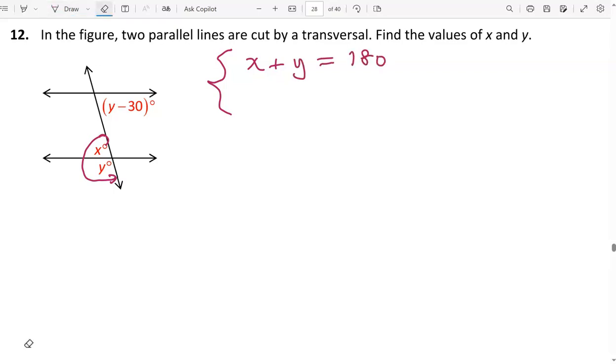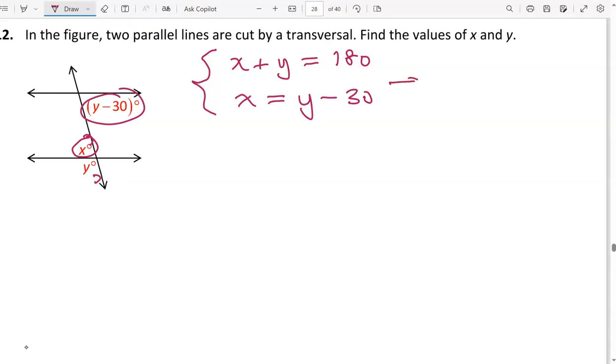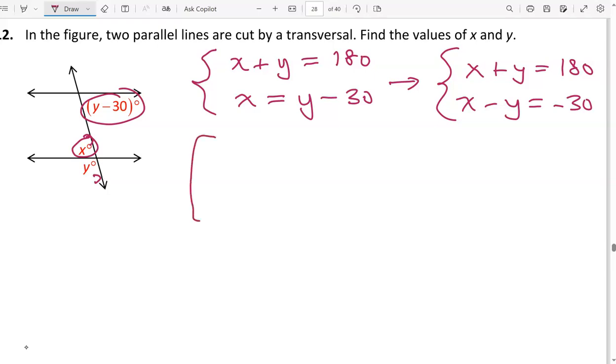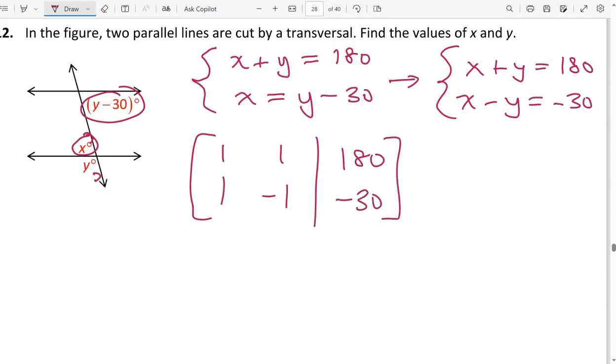And then I also have a pair of angles that are what we call alternate interior angles, and when lines are parallel, those two angles have to have equal measures, or they are congruent. So x is equal to y minus 30. If I rewrite in standard form, that would be x plus y is equal to 180, and x minus y is equal to negative 30. And so let's put that in augmented matrix form. 1, 1, 180 across the top, 1, negative 1, negative 30 across the bottom.